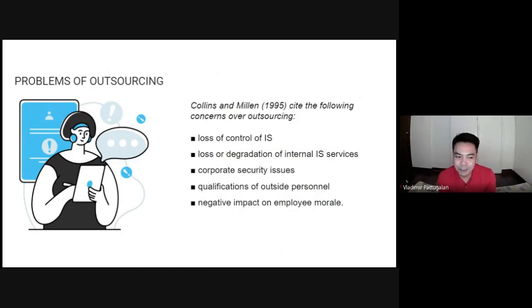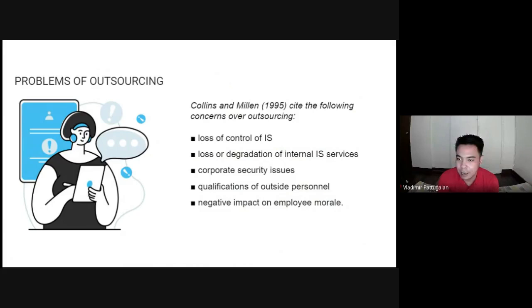So even if they have experience, there's still a big chance of having degraded services, since after all they aren't part of the company and they don't know how things work and all of this. And next is corporate security issues.